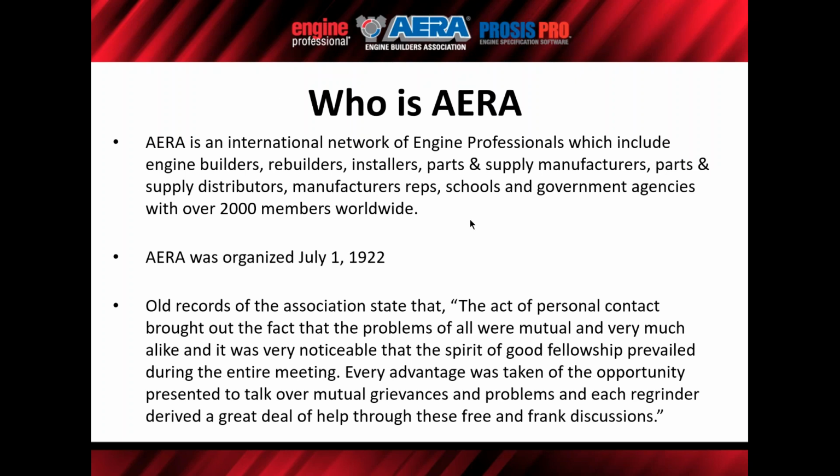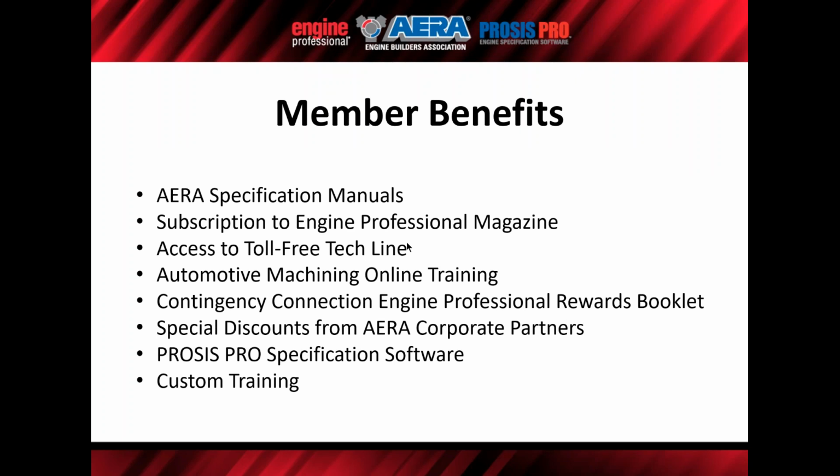For those of you that aren't members, just a quick little recap here of what's included in your member benefit package. We've got the specification manuals. There's 7 of them. For those of you that are members, you should have just received the 2. We got brand new connecting rod manual as well as a crankshaft manual, and those are in the mail now, and you should have those. We've got our Engine Professional magazine. It gives you unlimited access to the toll-free tech line. We've got our automotive machining online training program.